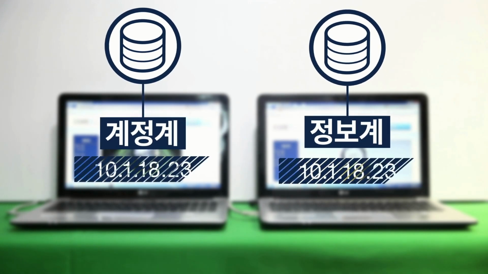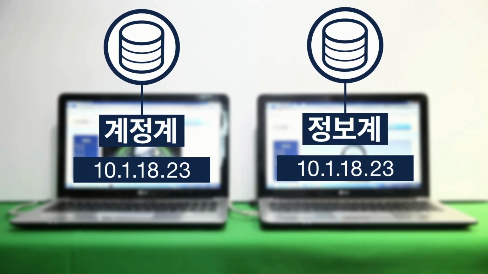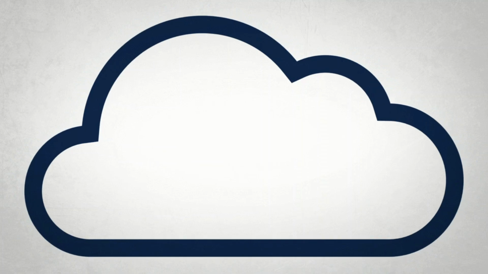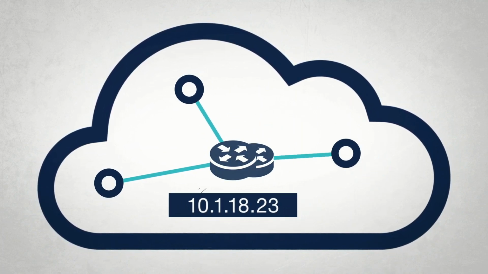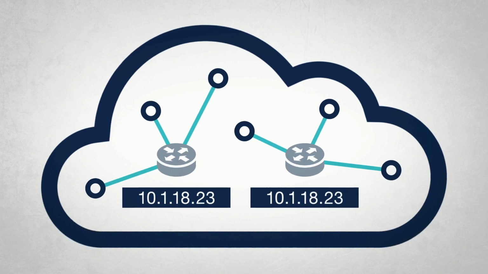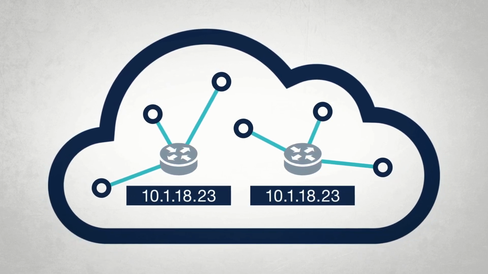The account and information system servers share the same IP address of the connected router. One network can obtain one IP address. The fact that two routers with the same IP address exist in a physically single network shows that the virtual networks are perfectly separated.